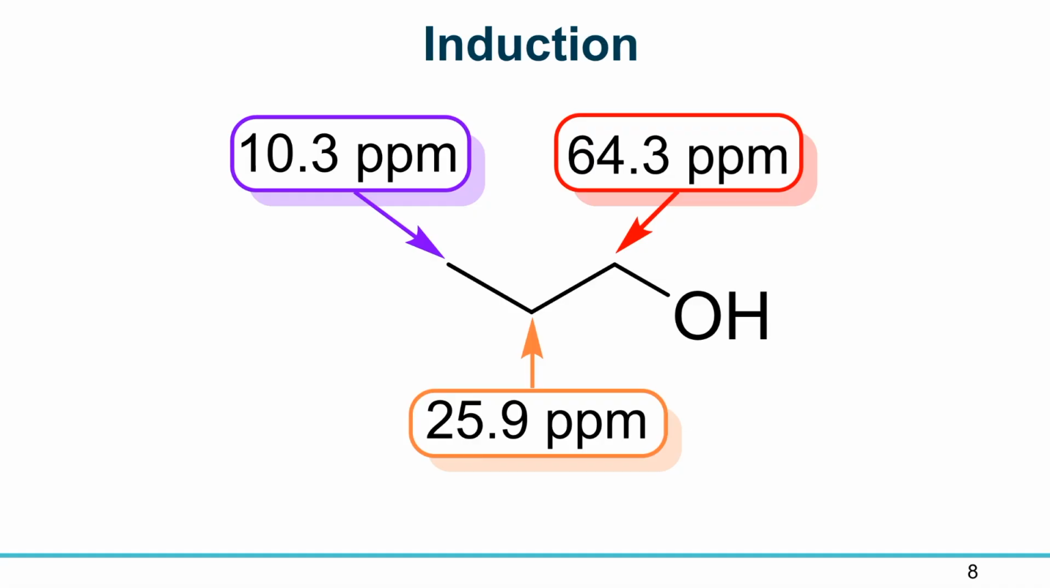Induction is distance dependent, with the effects greatest at close proximity and trailing off to insignificant levels after 2 to 3 carbons. Here we have the molecule propan-1-ol, or propanol. The electronegative hydroxyl group deshields the carbon it is attached to the most, with a chemical shift of 64.3 ppm. The next closest carbon is deshielded less at a chemical shift of 25.9 ppm, and the furthest carbon has the least deshielding with a chemical shift of 10.3 ppm.